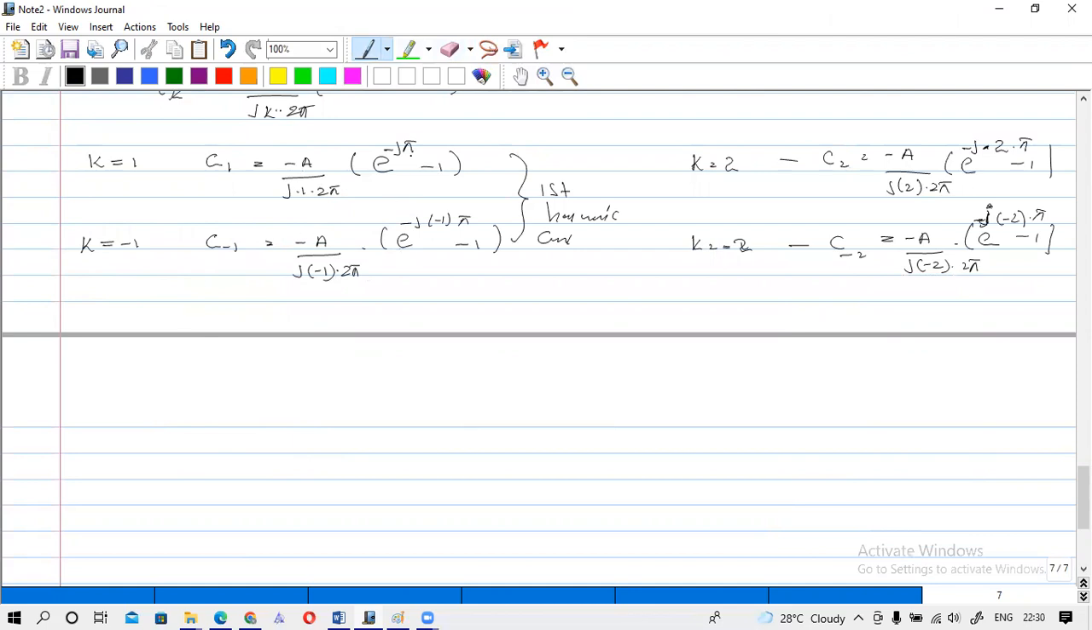So we have to simplify these terms. You can see that C naught is A by 2. So it is available, no? A by 2 is available because A has a value and it is divided by 2. That means a defined value is there. It is not equal to 0. So C naught is available. So if you consider C1, it is minus A j 1 2π e to the power minus j 2π minus 1. So this is the first component.